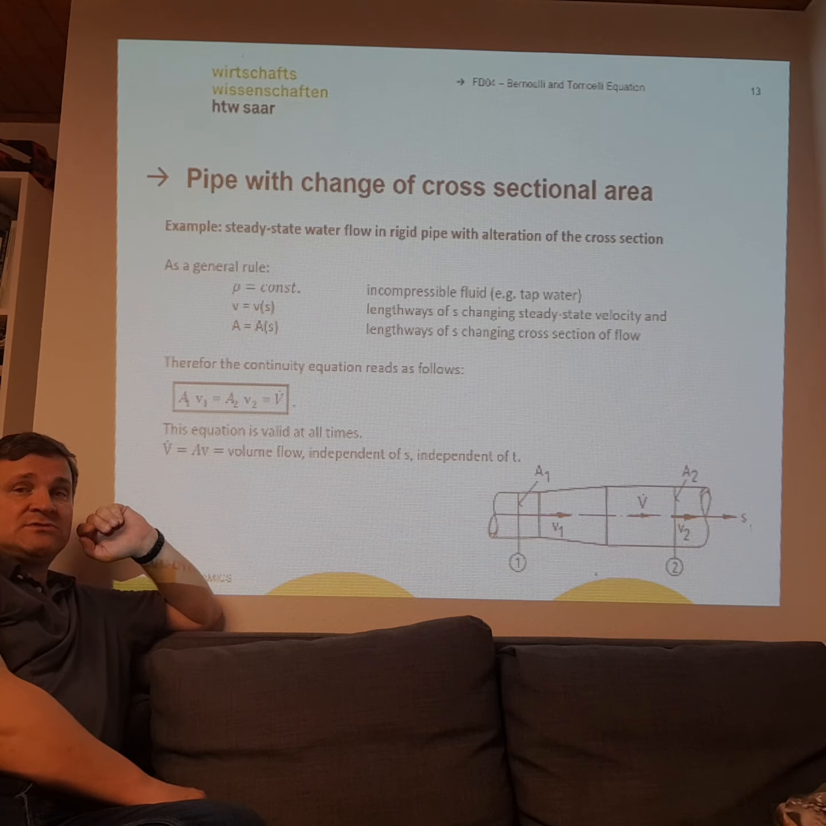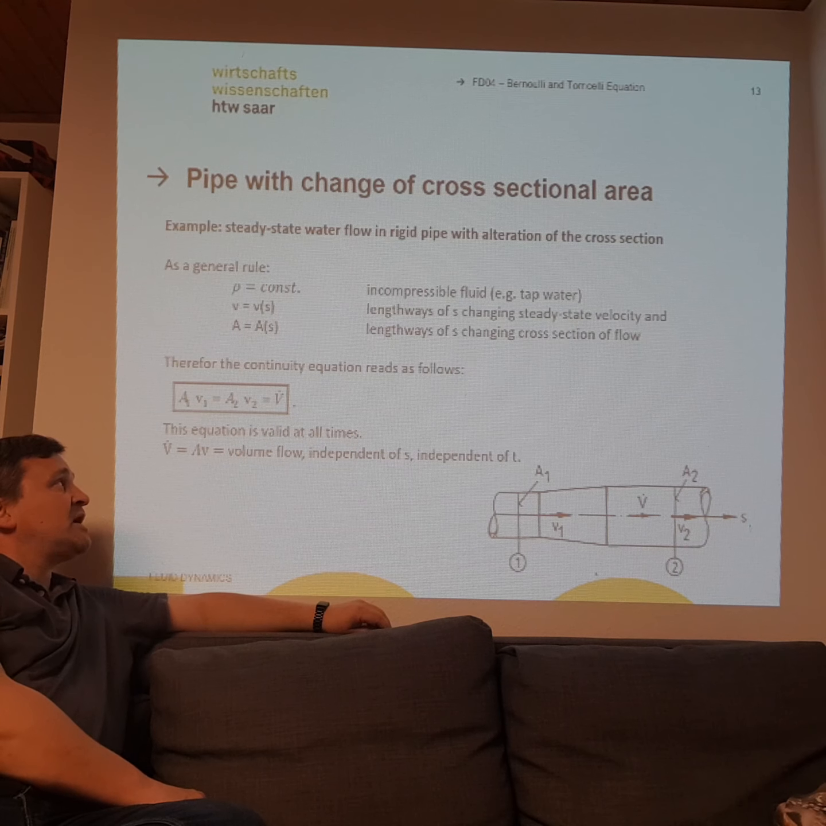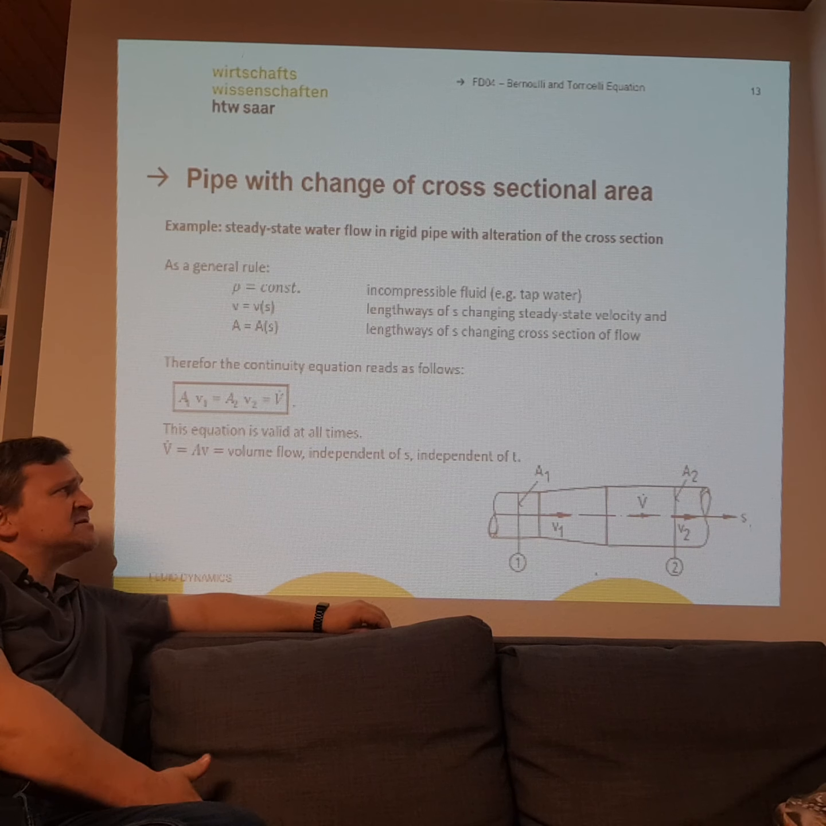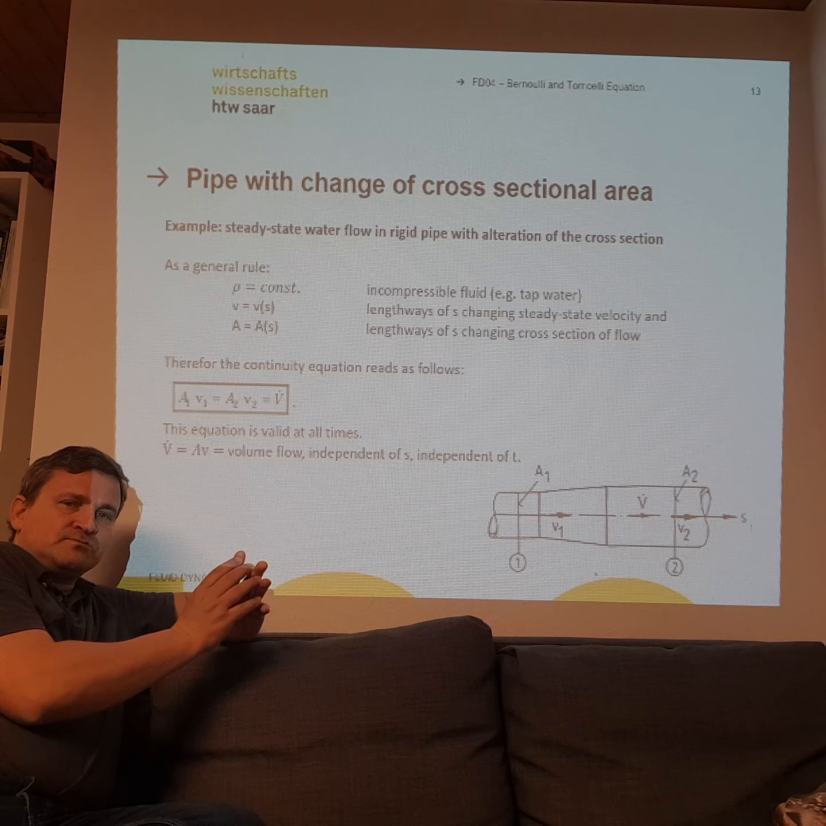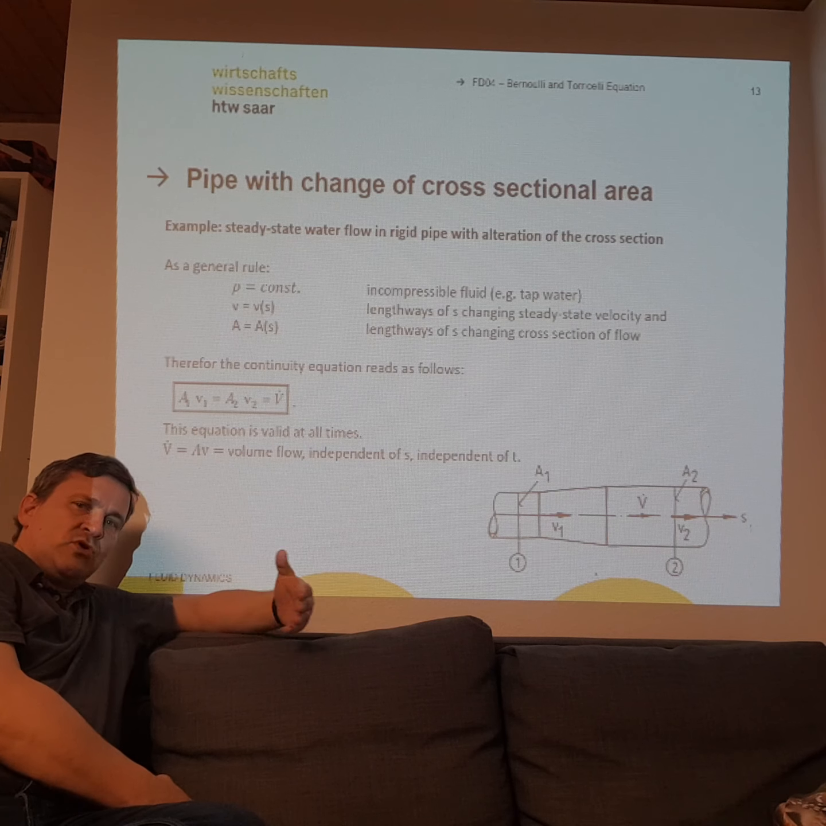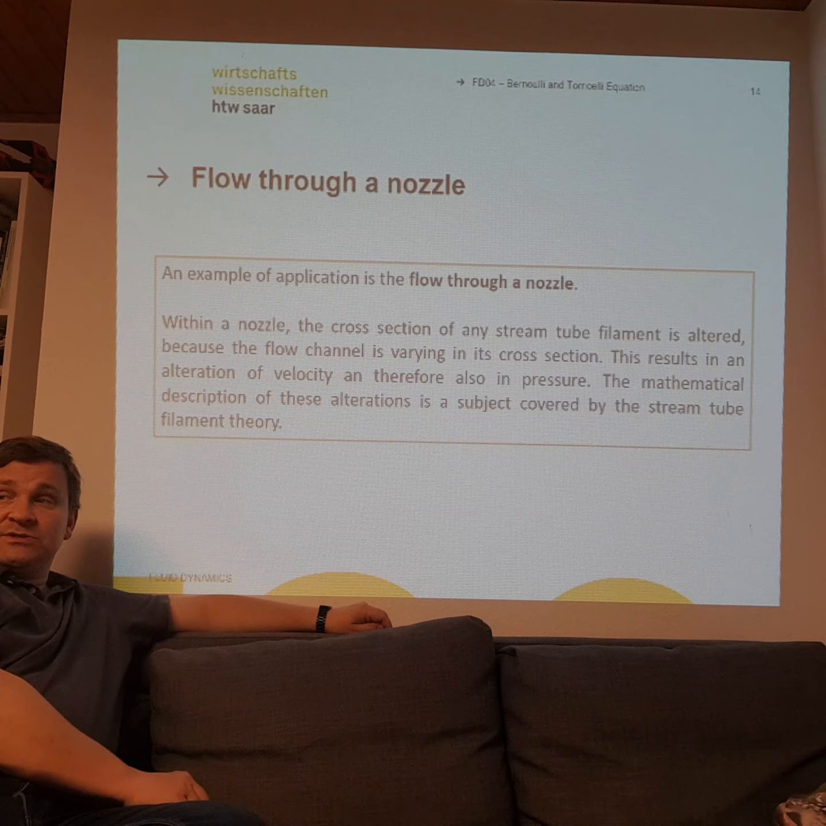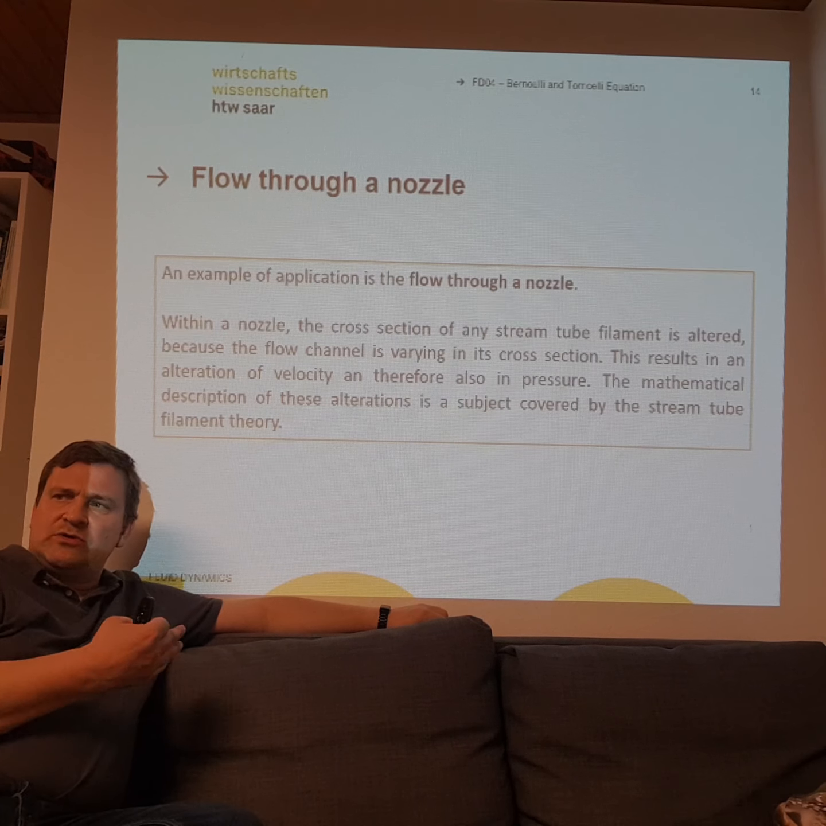Area entry multiplied with velocity entry is equal to area exit multiplied with velocity exit. You can use this balance also for a pipe like this. If you have a big entry and a small exit, what will happen to velocities? The velocity of the water will be higher at the exit. Okay, so an example, already explained.